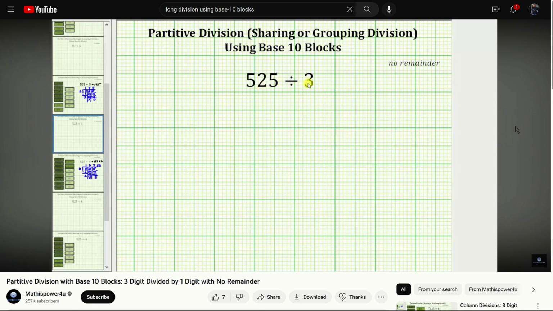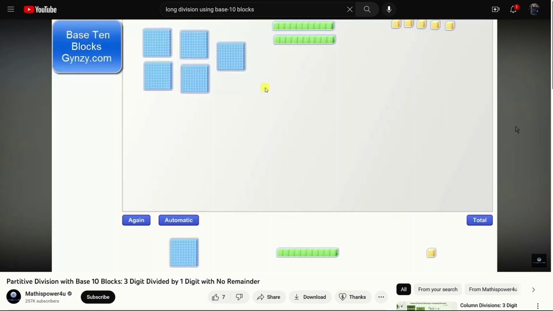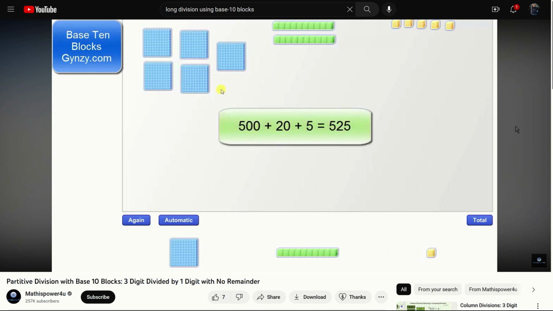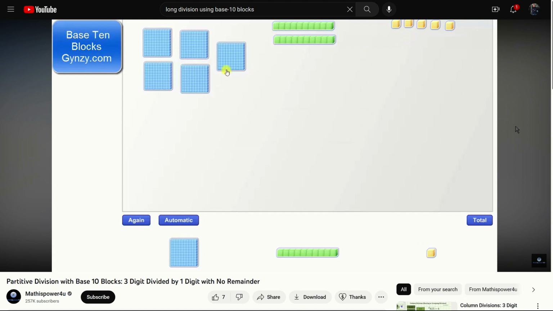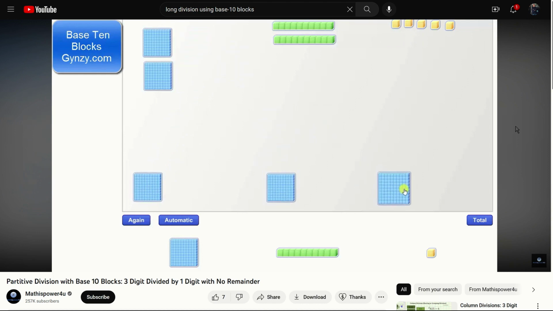Using base 10 blocks, we begin by modeling 525. For review, using base 10 blocks, a flat equals 100, a rod or long equals 10, and a unit or bit equals 1. To model 525, we have 5 flats, which equals 500, 2 rods, which equals 20, and 5 units, which equals 5. And now, because we're dividing by 3, we will begin sharing the 5 flats among 3 groups. We will place 1 flat into each of the 3 groups. We'll call this group 1, group 2, and group 3.